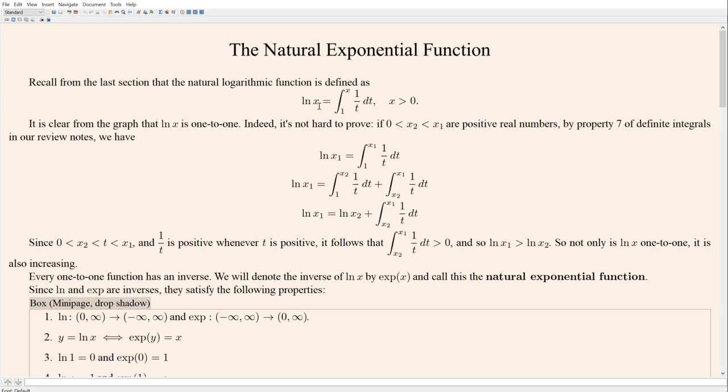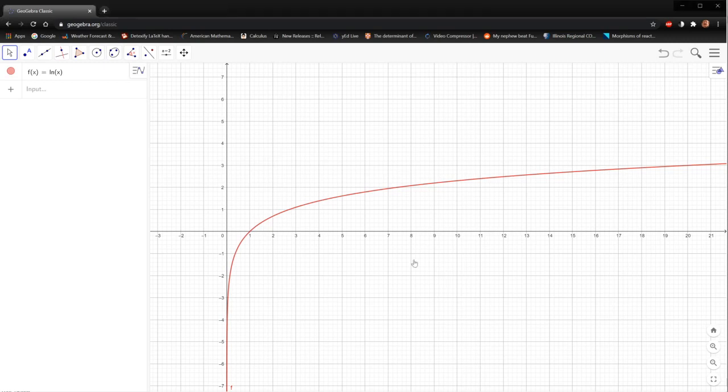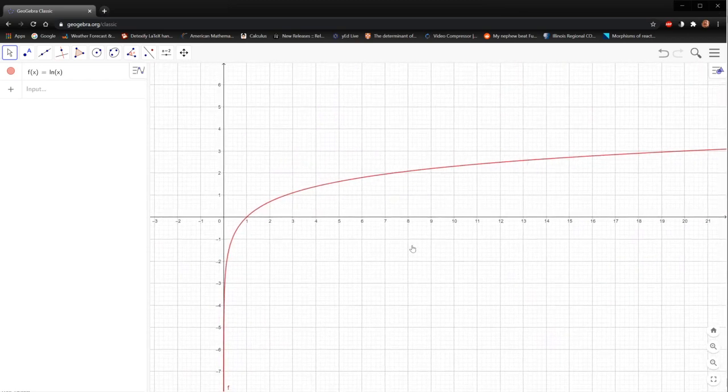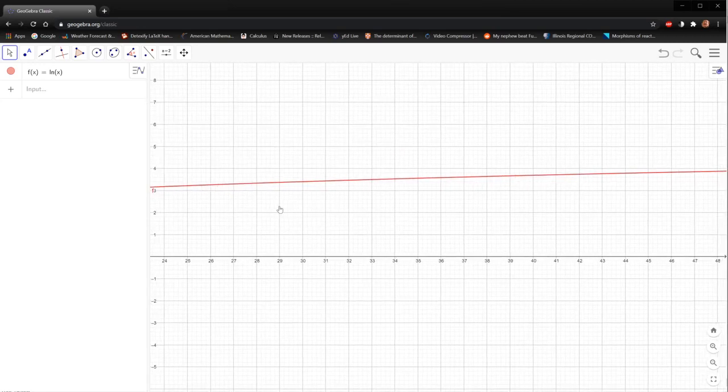So, recall that we defined the natural logarithm to be this function. Basically, it was defined to be the antiderivative of 1 over x. Although, there's a little bit more to it than that. Now, it is clear from the graph, so let me show you the graph again. It is clear from this graph that the function ln of x is 1 to 1, right? It passes the horizontal line test. Doesn't matter where you draw a horizontal line, it's going to pass only once.